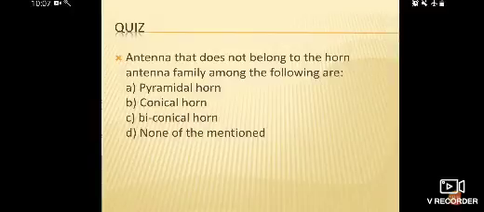Which antenna among the following does not belong to the horn antenna family? Under the horn antennas, we have a number of horn antennas. What is that antenna which is not belonging to the horn antenna family? The first option is pyramidal horn antenna, the second option is conical horn antenna, the third one is biconical horn antenna, and the fourth one is none of the mentioned.